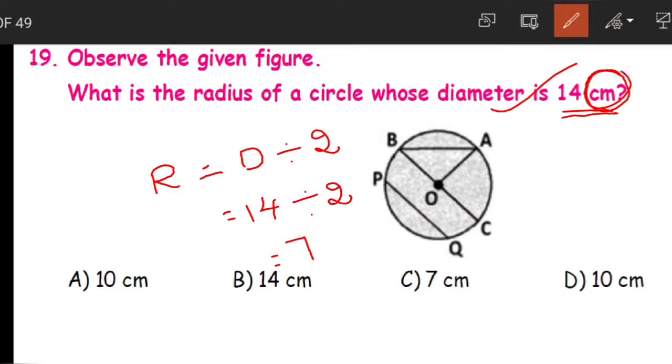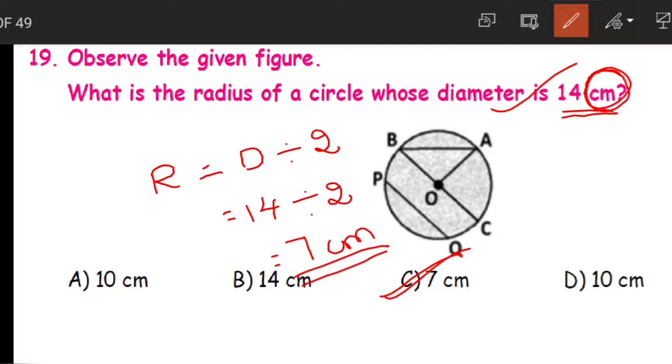Again in the question, the unit of measurement is centimeters. Diameter is given in centimeters. So the radius is also to be written in centimeters. Is this clear children? So what is our final answer for this question? 7 centimeters. That is option C.